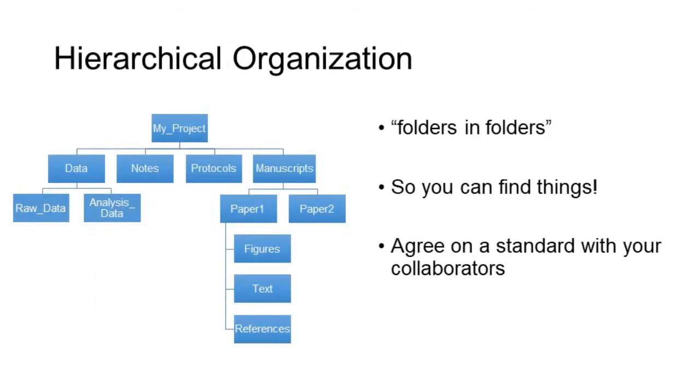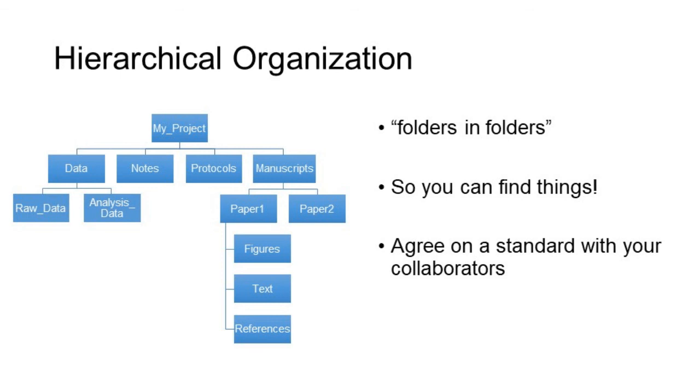Another aspect of good documentation is having a clear organizational structure for your project. On our computers, we typically organize things using folders. If you have subfolders in a folder, you're already organizing things hierarchically. Organizing your files and folders hierarchically makes it easier to find things, especially if you and your collaborators agree on a standard. To organize research data, we recommend having one folder per project and subfolders for distinct aspects of that project. For example, you could have folders for data, notes, protocols, and manuscripts.